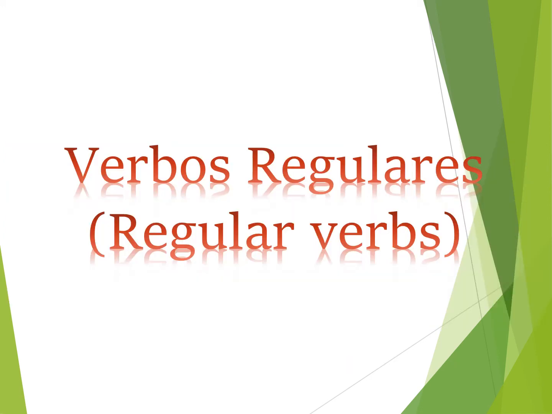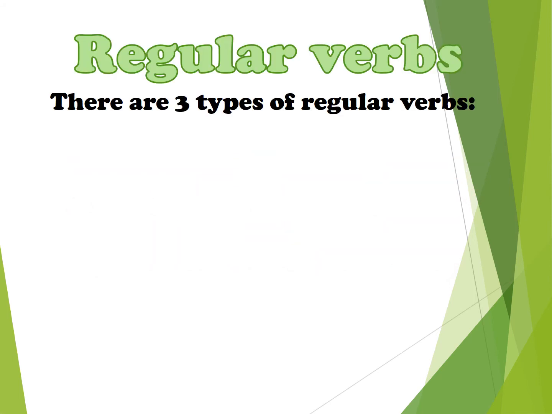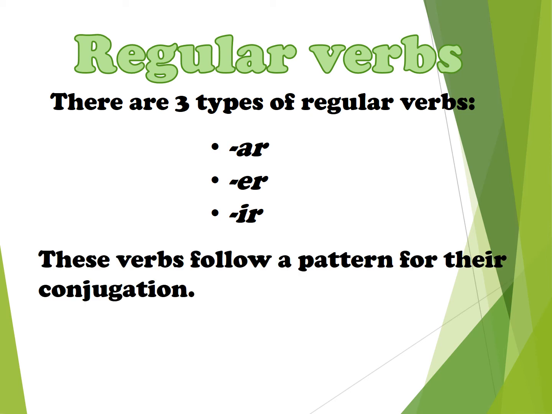So now let's talk about regular verbs and how we use our verbos regulares en español. There are three types of regular verbs: AR, ER, and IR. Now, it's important to remember that all verbs in Spanish end in AR, ER, or IR, and not all of them are regular, but most of them are. So most verbs are going to follow these rules.